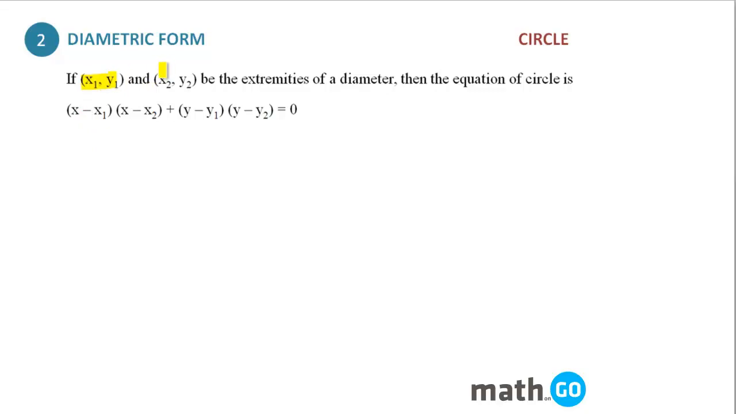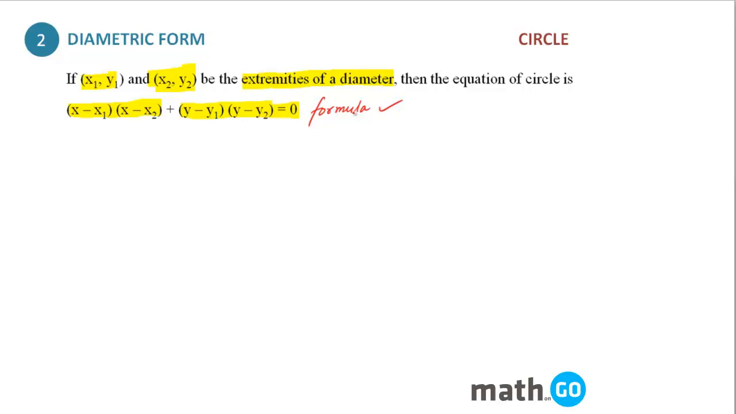So if x1, y1 and x2, y2 are the extremities of a diameter, that means they are endpoints of a diameter, then the equation of the circle can be written as (x minus x1) into (x minus x2), that is, these two products will be done, plus (y minus y1) into (y minus y2) equal to 0, right? Again, a very important formula, just remember it simply. I'll show you how to apply it in tough questions right away, but this is very important, just remember it.